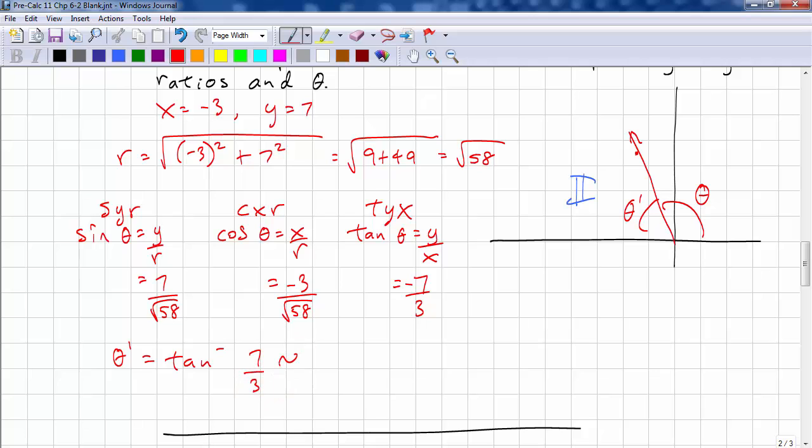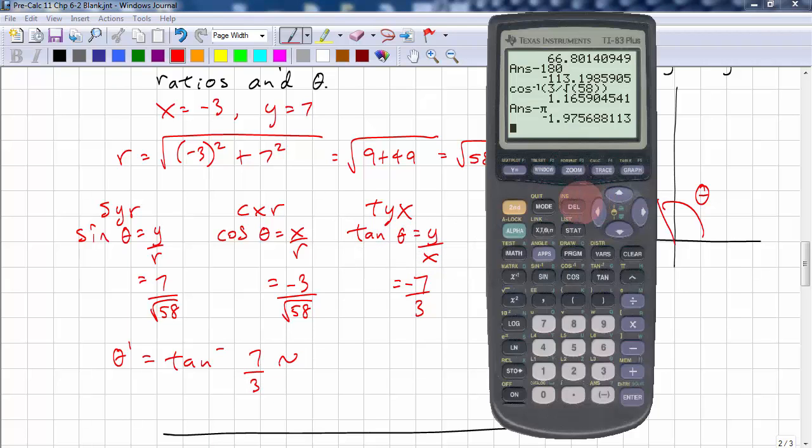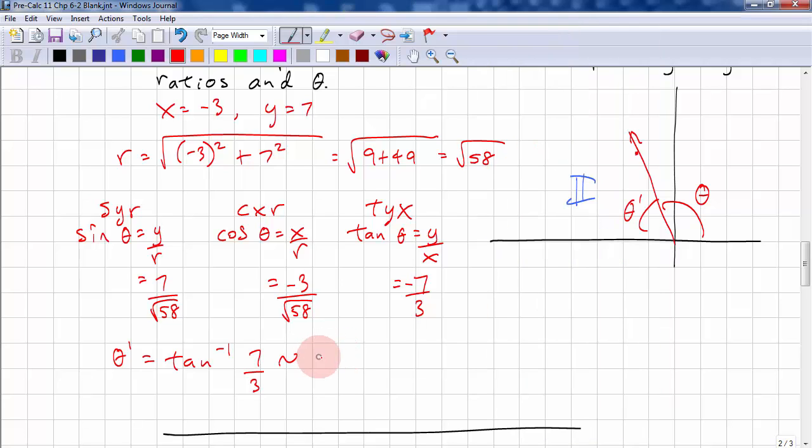And this is approximately, and we check our mode. We need to be in degrees for this problem. And we do inverse tangent, 7 divided by 3, and that gives us approximately 67 degrees. We know our answer is in quadrant 2, so we need to do 180 degrees minus 67 degrees, and we have 113 degrees. So that's our answer.